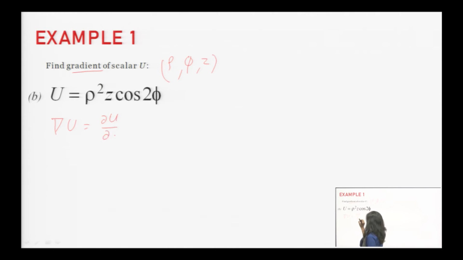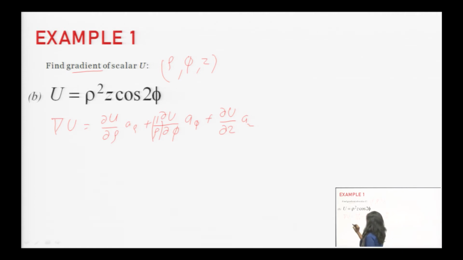du by d rho a rho plus du by d phi a phi plus du by dz az. One difference is that we always need to remember that the angle term will have one extra coefficient, that is 1 by rho. So we need to multiply du by d phi, that is the angle differentiation, with the extra coefficient 1 by rho. Now let us apply this.